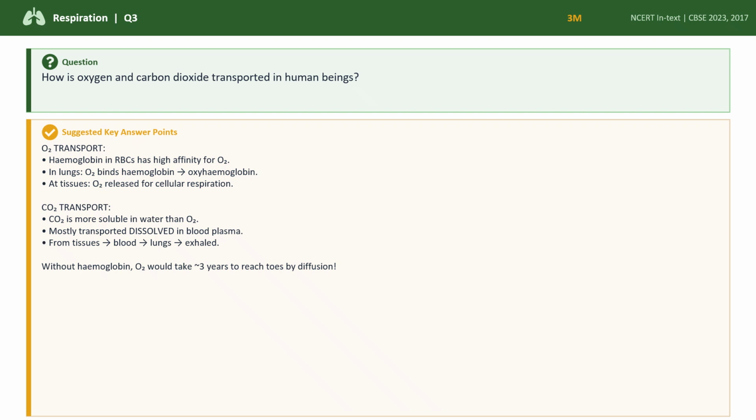Carbon dioxide is more soluble in water than oxygen. So it is transported by means of plasma. It is dissolved in the plasma, so it is easily transported. From the tissues it goes to the blood, then the lungs, and is exhaled. The same process carries out. Without hemoglobin, oxygen could take 3 years to reach the toes by diffusion.